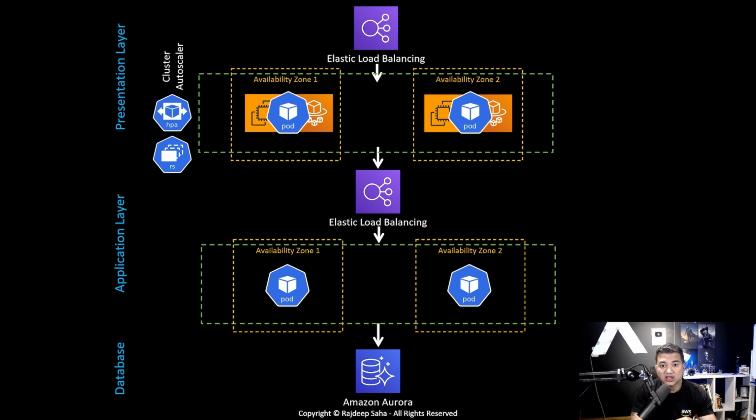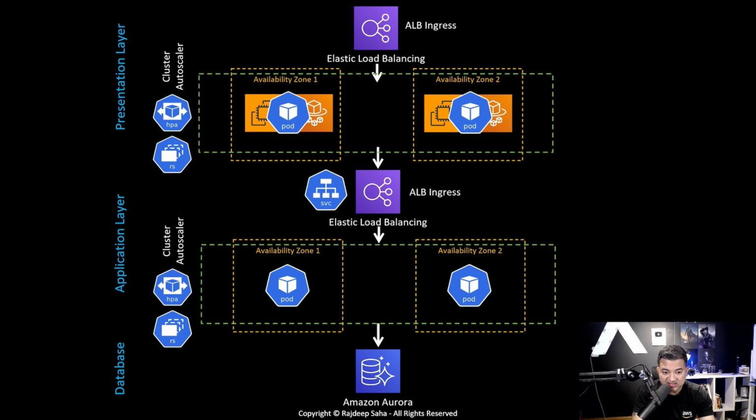Similarly, in Kubernetes, the application load balancer can be integrated with ALB ingress. Ingress is again an open source component. And then you integrate the application load balancer with ingress as well. You deploy cluster autoscaler, HPA, and replica set to scale the application layer, and there you go.